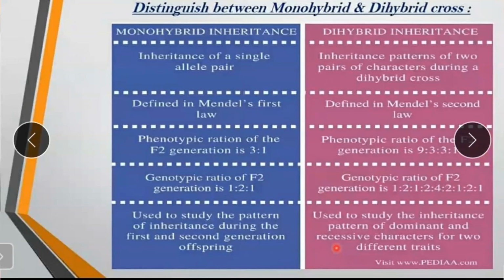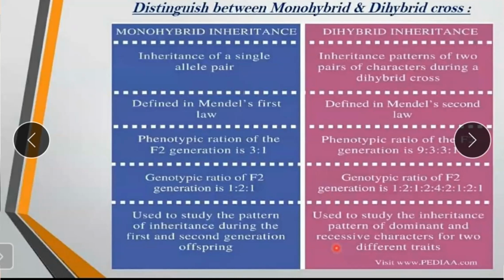Now, monohybrid inheritance, how is it used? It is used to study the pattern of inheritance during the first and the second generation offspring. Where it is used, this monohybrid inheritance, it is used to study the pattern of the inheritance during the first and the second generation offspring.